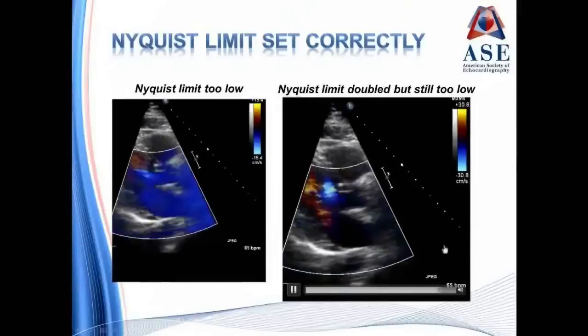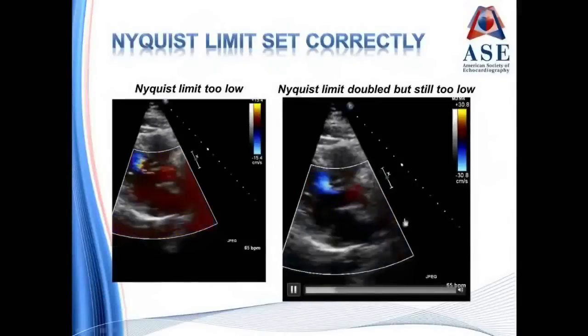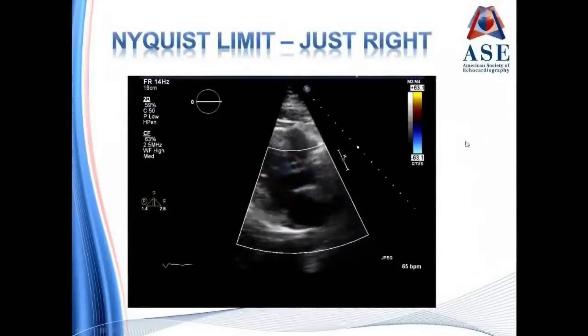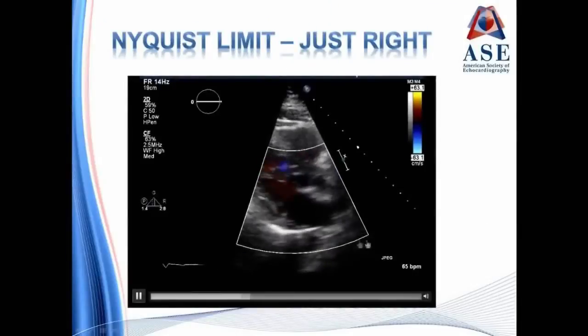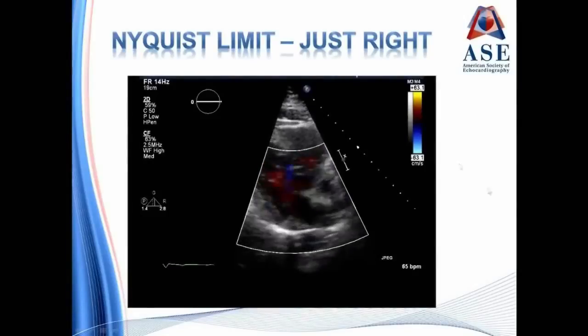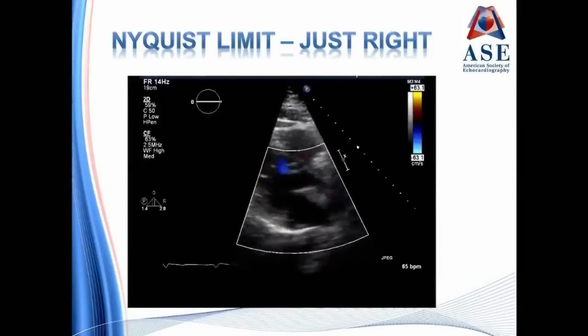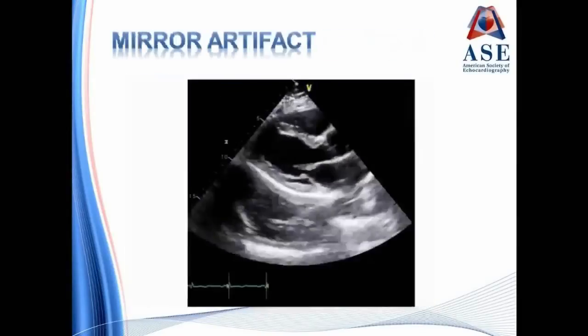The Nyquist limit in this image has been doubled, but we're still seeing quite a bit of flow and it's very hard to sort out. Here's an example of an appropriate Nyquist limit in the same patient, and you can see that there really is no MR and no AR, but it was impossible to tell on those other views where we had so much color flow because of the inappropriate Nyquist limit.